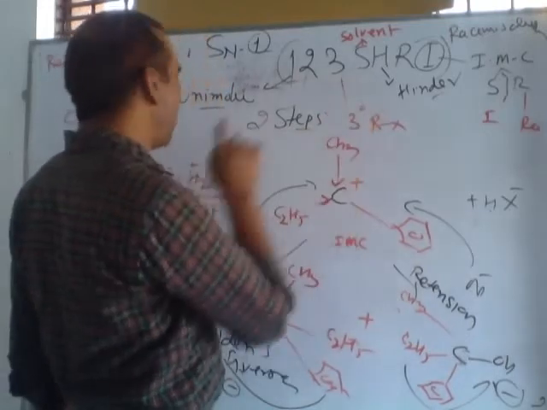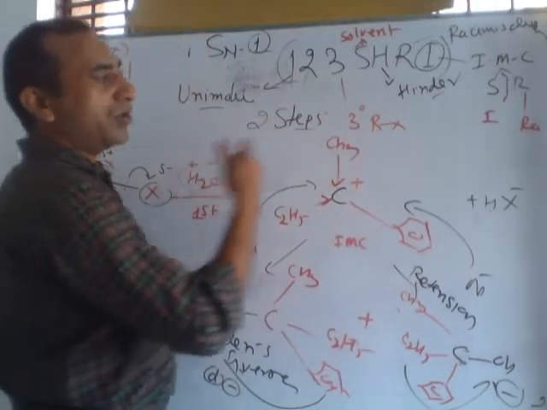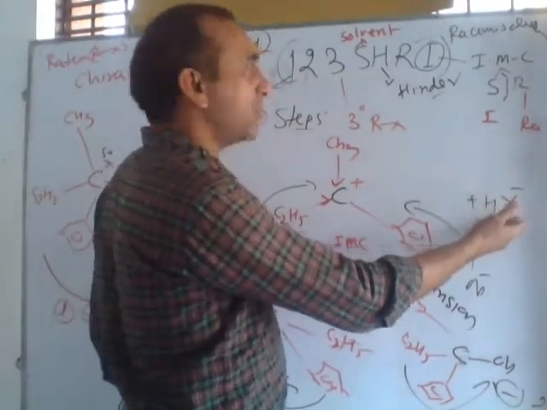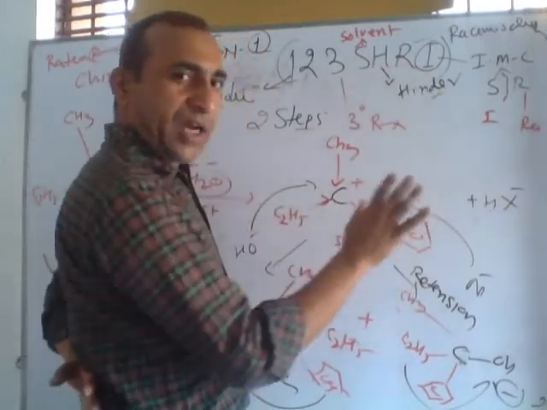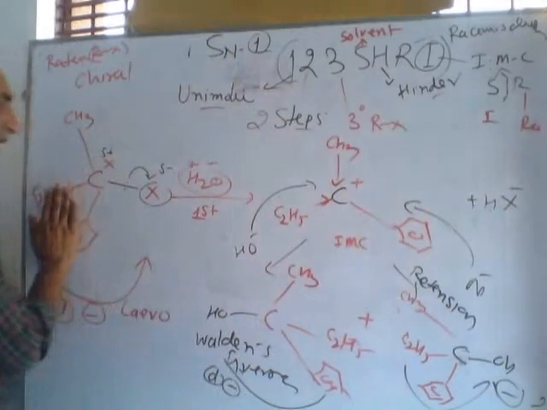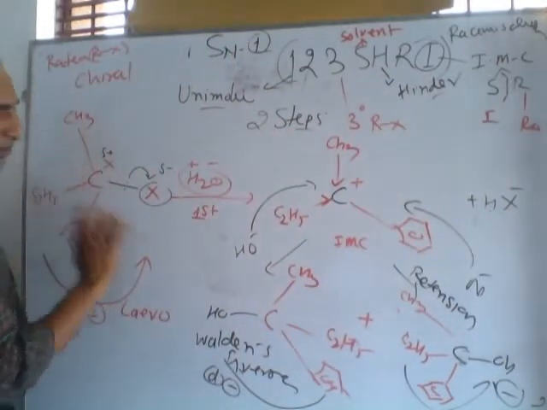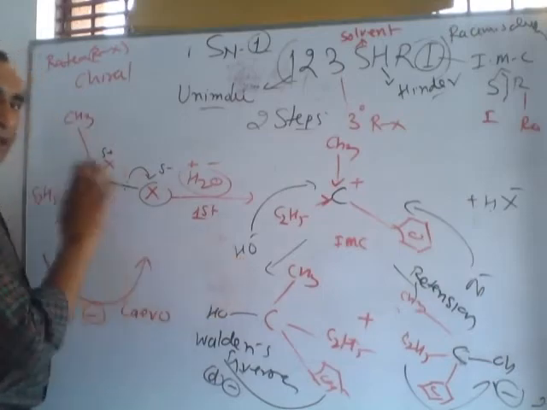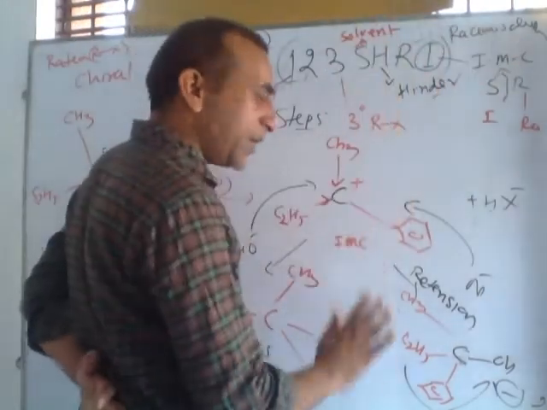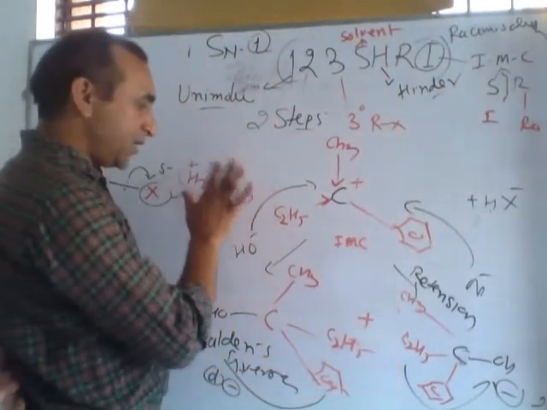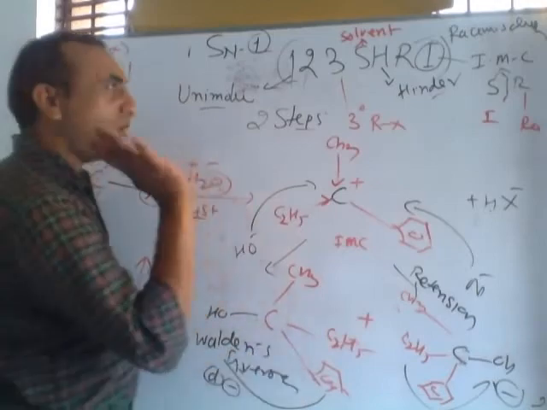Remember, S means solvent. For this reaction, a polar protic solvent is required due to the stability of the halogen. H means hindrance or steric hindrance. The reactant should be sterically hindered. Due to steric hindrance, the attack of OH is prevented in the first step. R means racemic mixture, otherwise racemization. In an SN1 reaction, if we take optical isomers, a racemic mixture is formed.